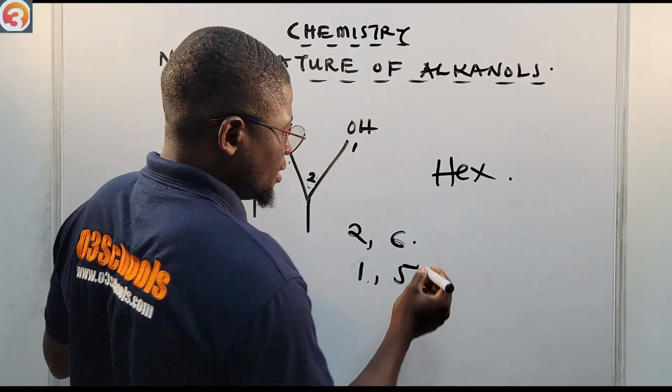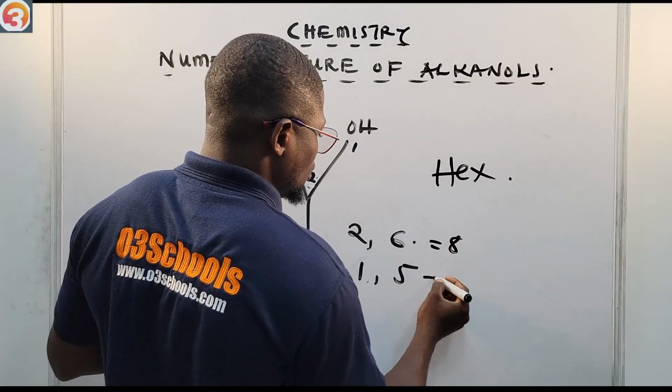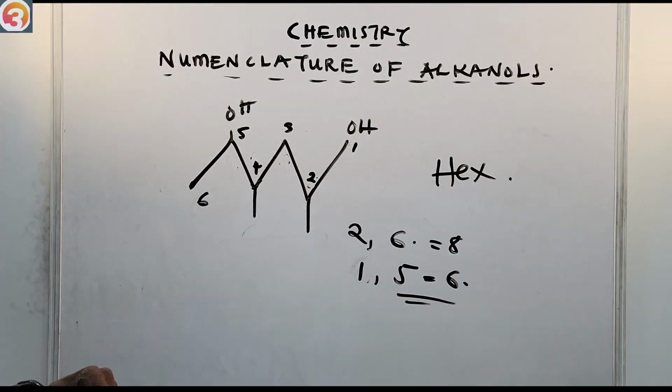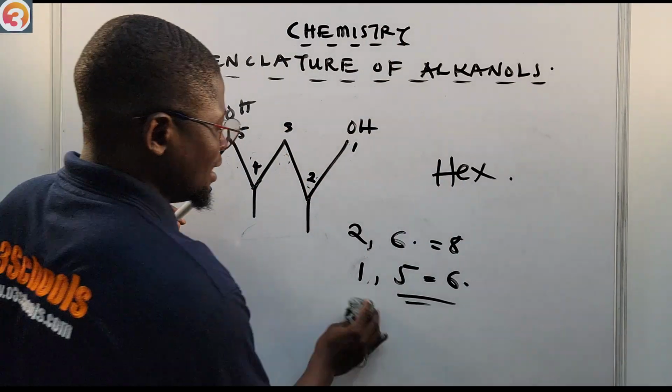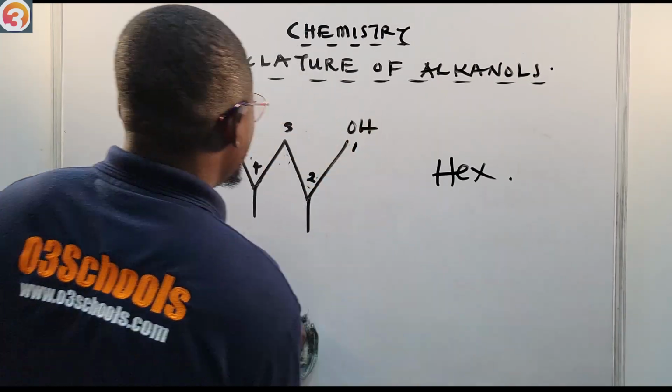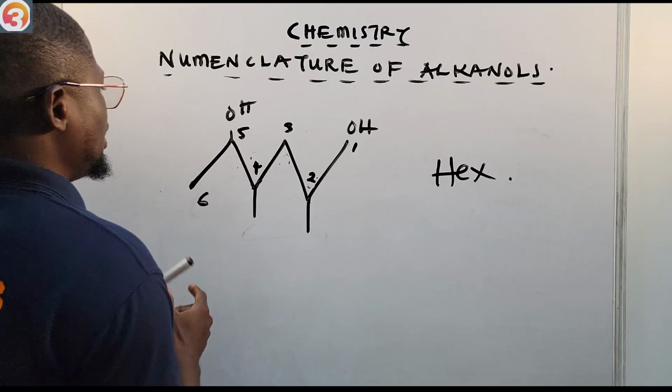Now, which one is the lowest? 2 plus 6 is 8. 1 plus 5 is 6. So numbering from right to left will favor us now. Hope you get that part. That is the first mass you need to solve. Once you solve that, everything becomes easy. So this will be our correct numbering.